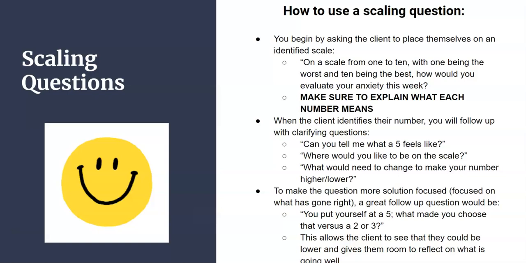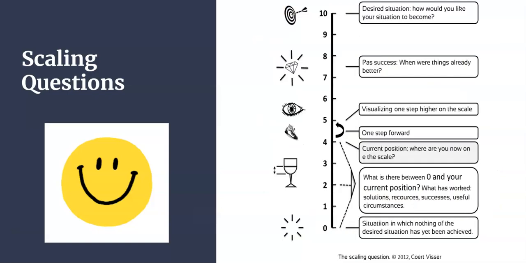If you want to be solution focused with it, and I love doing this, let's say they put themselves at a 5. Well, that's not a 1. It's not the lowest you could go. So you can ask them, what made you put yourself at a 5 versus a 2 or 3? What's going well that puts you up to there? So it lets the client see that they could be lower and gives them room to reflect on what's going well. So there's that.